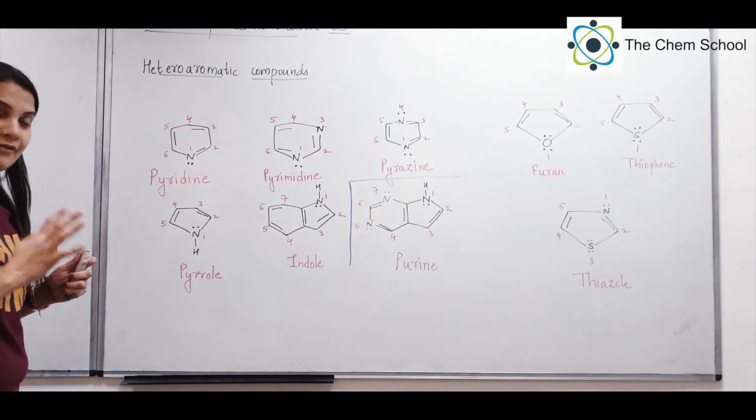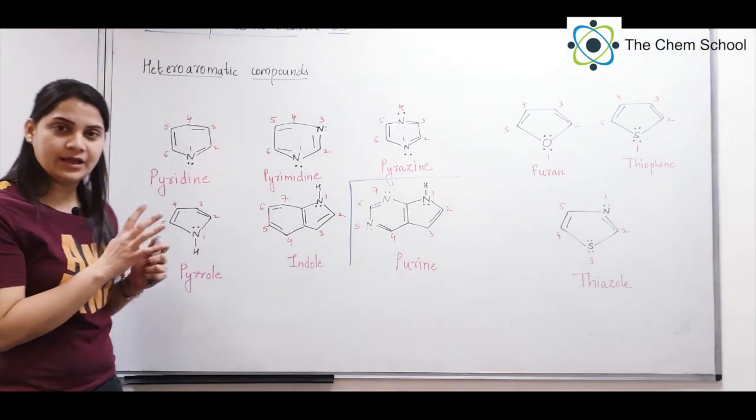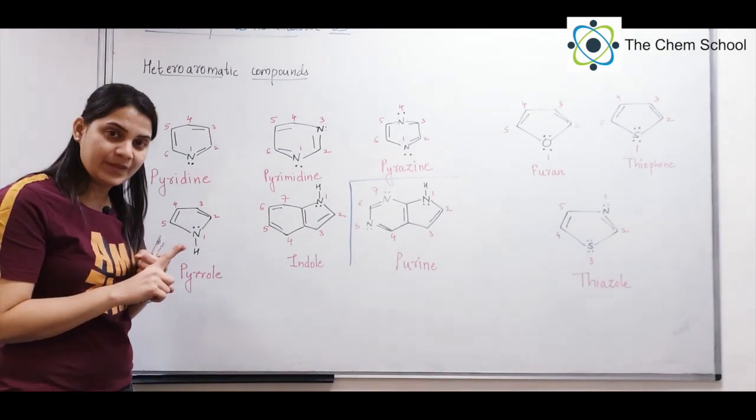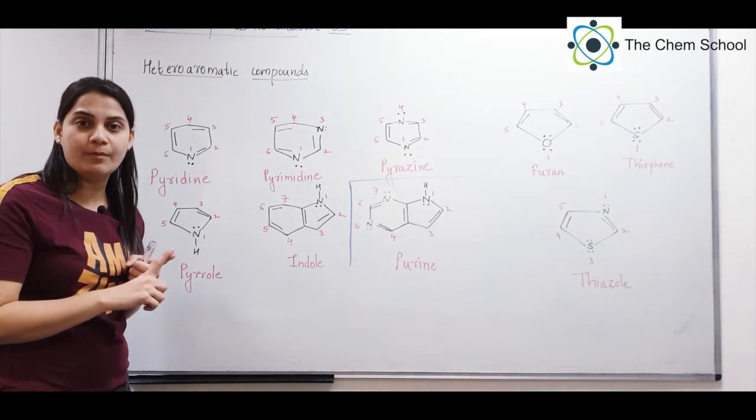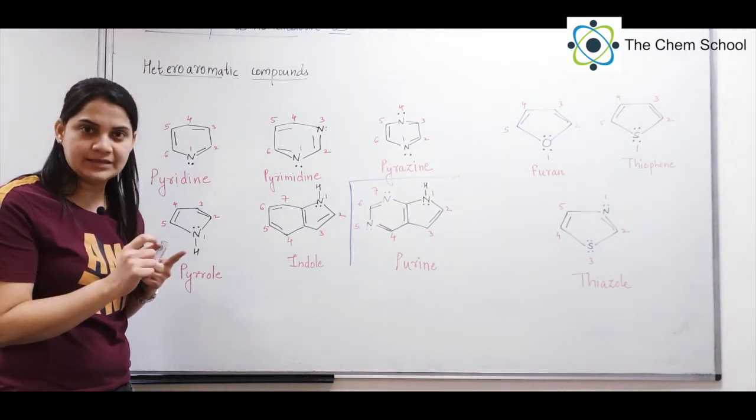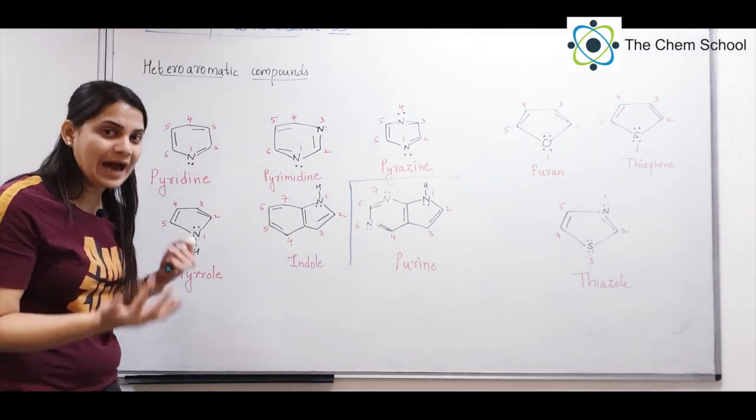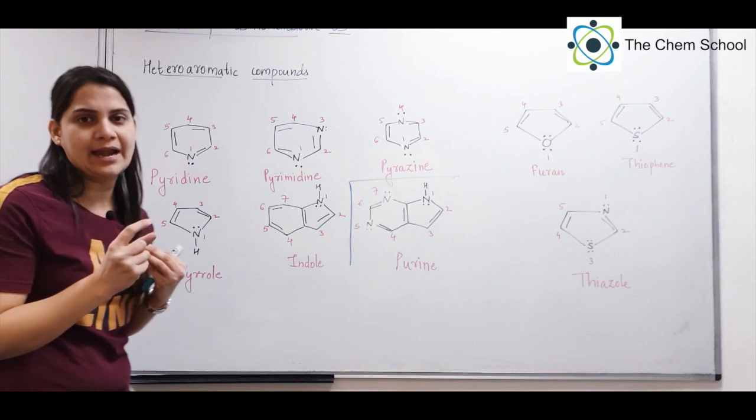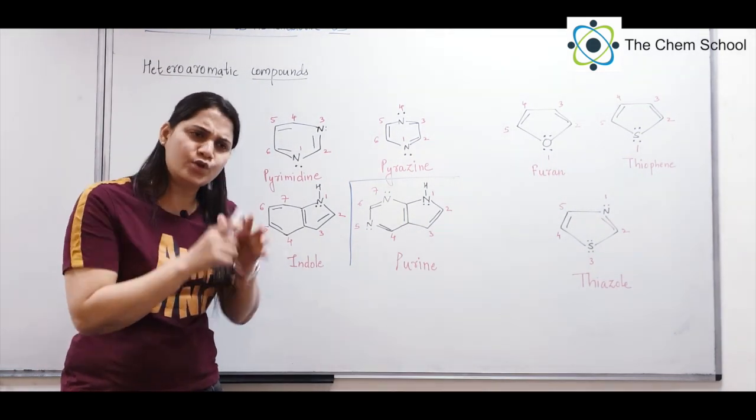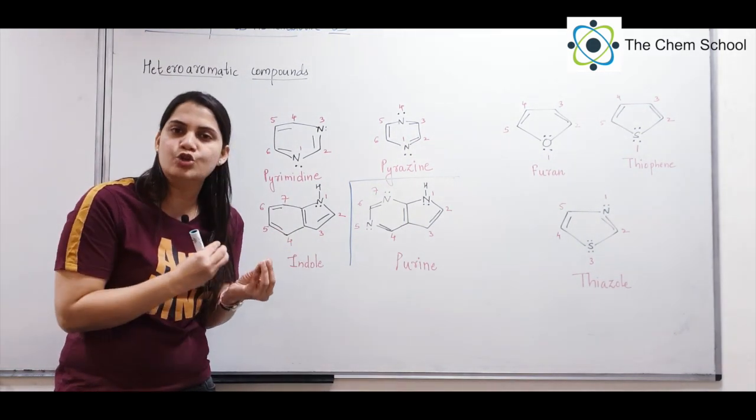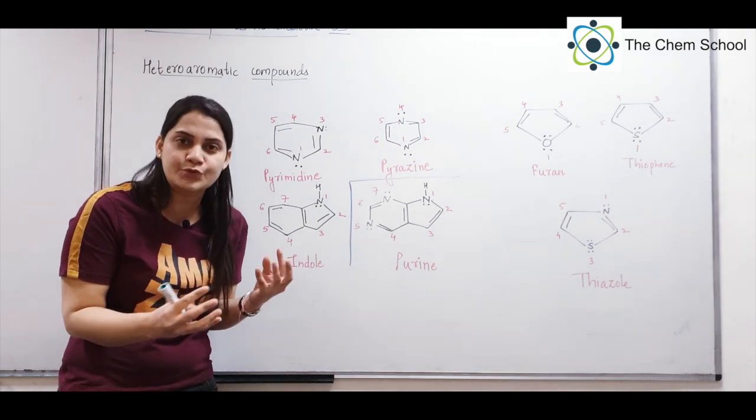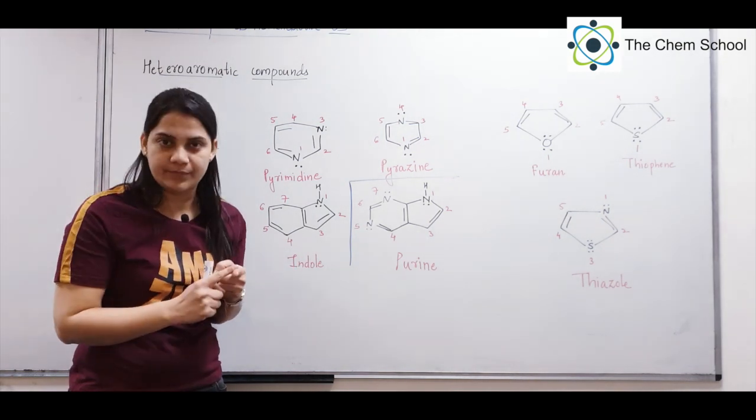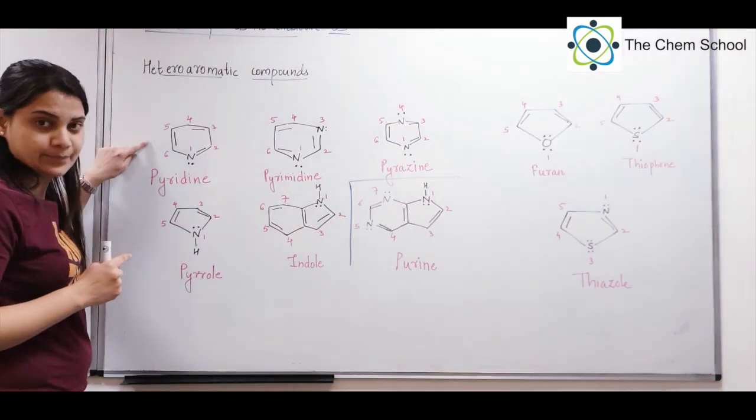Now, if you have these hetero-aromatic compounds, rule number 1, the numbering will start from the heteroatom. That is, if you have a ring of carbon and if you have any other element apart from carbon, that particular atom is called a heteroatom. So in a carbon ring, if you have nitrogen, oxygen, sulfur or any other atoms, you will start the numbering from that, right? So have a look at the first example.